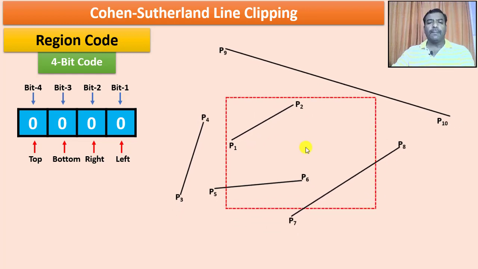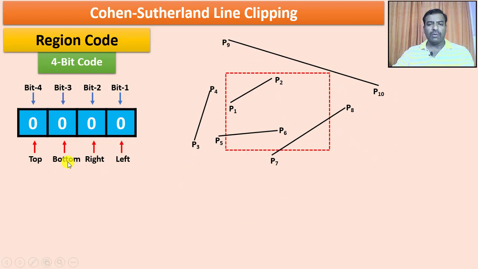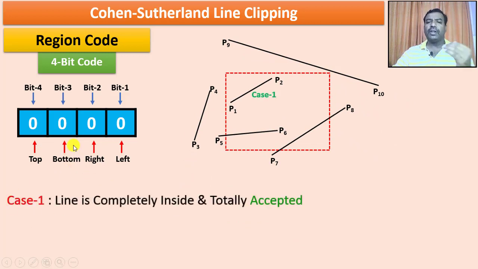So the bit whatever we are going to have is going to depend upon the cases now. Fine. So now just look at this. This line, whatever line you are seeing, we call this case 1, because this line is completely inside the clipping region or clipping area, and this should be accepted totally. Hence we call this lines completely inside and totally accepted. This becomes case 1.